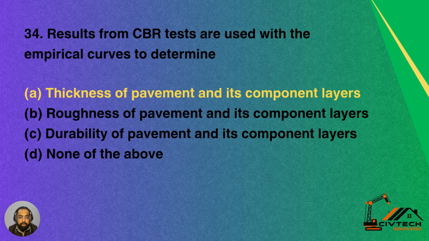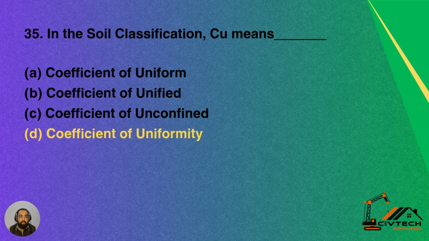Question number 34. Results for CBR test are used with the empirical curves to determine option A, thickness of pavement and its component layers. Option B, roughness of pavement and its component layers. Option C, durability of pavement and its component layers. Option D, none of the above. So the results from CBR test are used with the empirical curve to determine thickness of pavement and its component layers. Option A is the correct answer for this question.